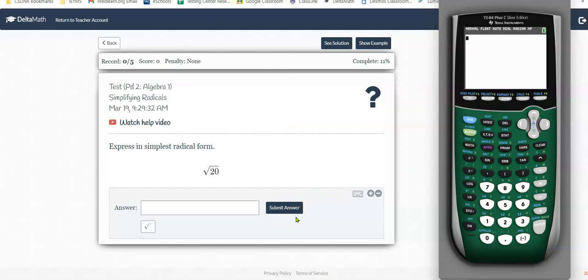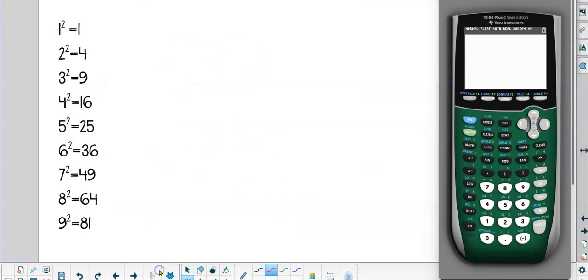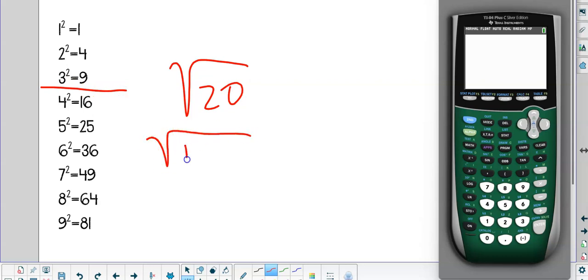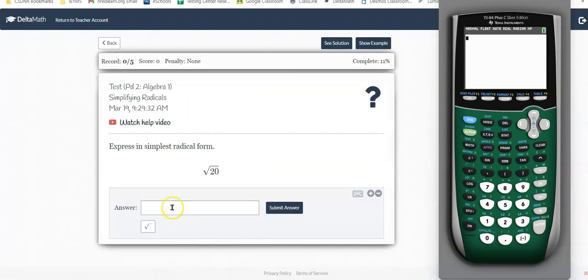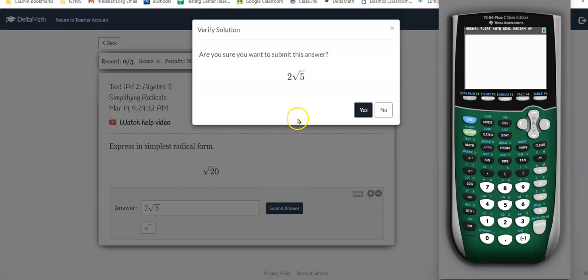So if I look at my list of perfect squares here, the square root of 20 has got to be less than half, so it's got to be somewhere here. So I know 9 doesn't go into 20, but 4 does. 4 times 5. So I'm going to separate this. And the square root of 4 is 2. Square root of 5 cannot be found, so that is how I simplify. 2 square roots of 5. So I write 2, I choose the square root sign, and then 5.